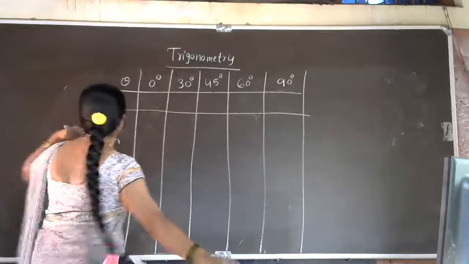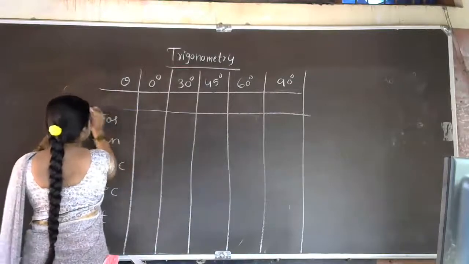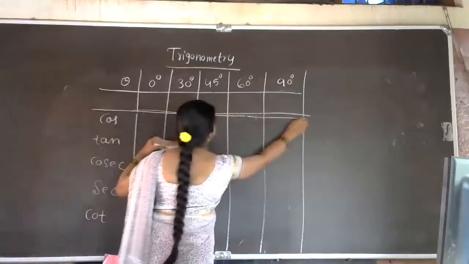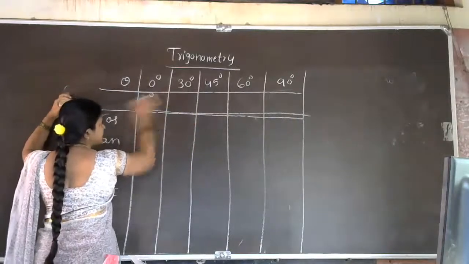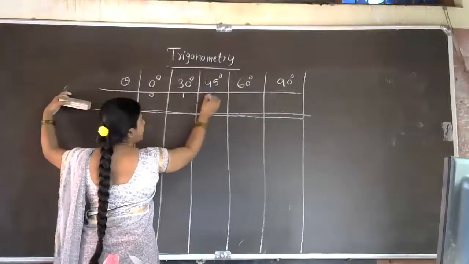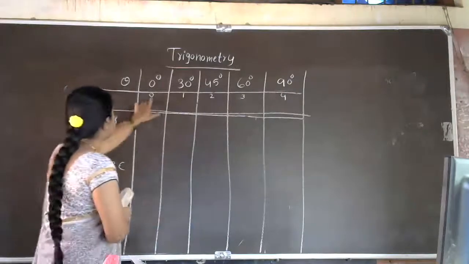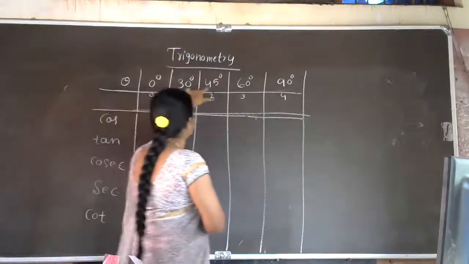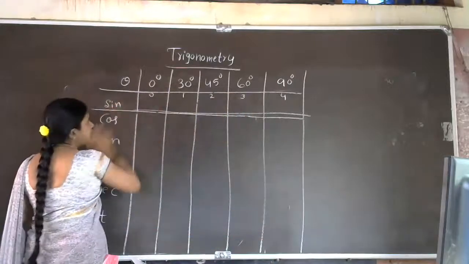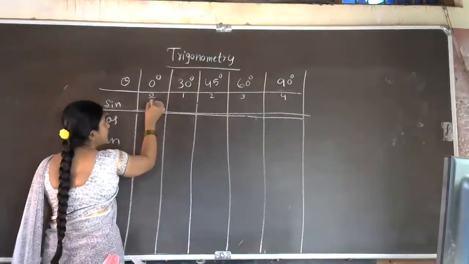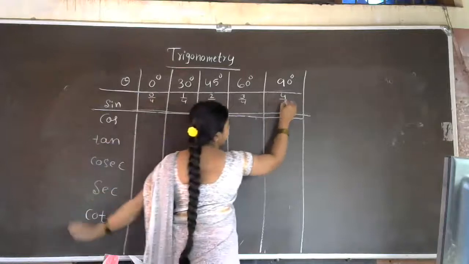To understand the trick, I need some space here. One second, students. See how to write this. First in the 0 place, you take 0: 0 degree is 0, 30 is 1, 45 is 2, then 3, 4. Is that clear? Only for sine we have to apply this trick. Divide each by 4.